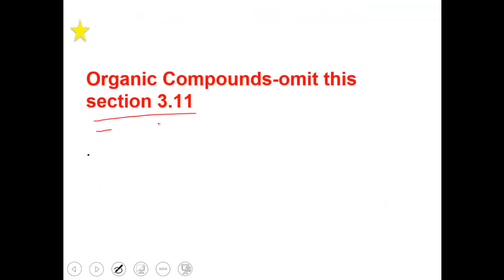Now, we are omitting section 3.11 on organic compounds. You don't need to know this in Chem 139. We will introduce organic compounds, and those are things that usually are combined with carbon-based, mainly carbon, and then sometimes they have some hydrogens, oxygens, and nitrogens in them. But we're going to ignore those for now and come back to them when we get you into Chem 161. Okay, that's it for chapter 3.